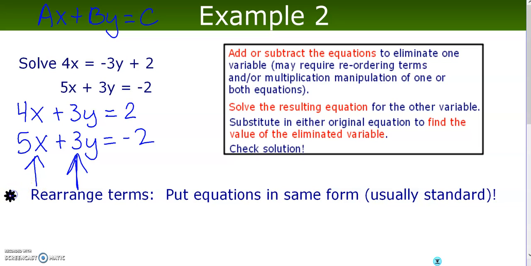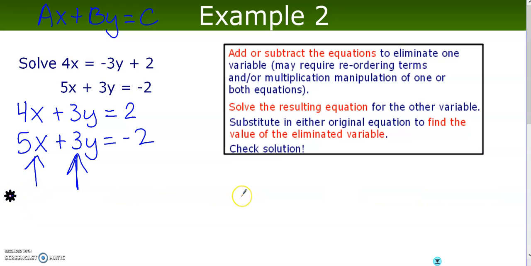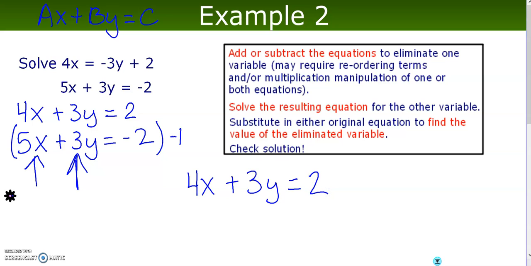Let's see. We get to pick which one we want to multiply by -1. I'm going to go ahead and pick the bottom equation. It doesn't really matter. You get to choose which equation you want to multiply by -1. My top equation stays the same, so I'm just rewriting it. And my second equation turns into -5x minus 3y equals 2.